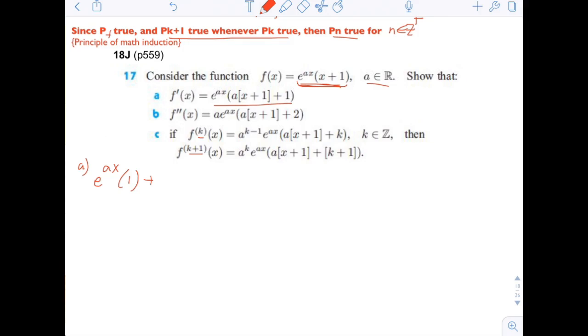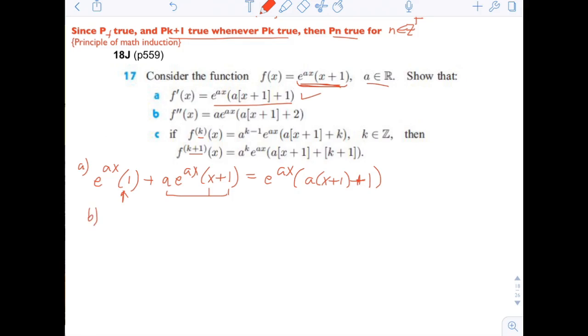Then we take the derivative of the exponential, so it'd be a e to the ax, and then we multiply that times the second factor untouched. So then we end up with e to the ax times, and we could factor out e to the ax, and you'd be left with a times (ax plus 1) from the second factor, and from the first factor you just have 1. Okay, and that matches exactly with a.